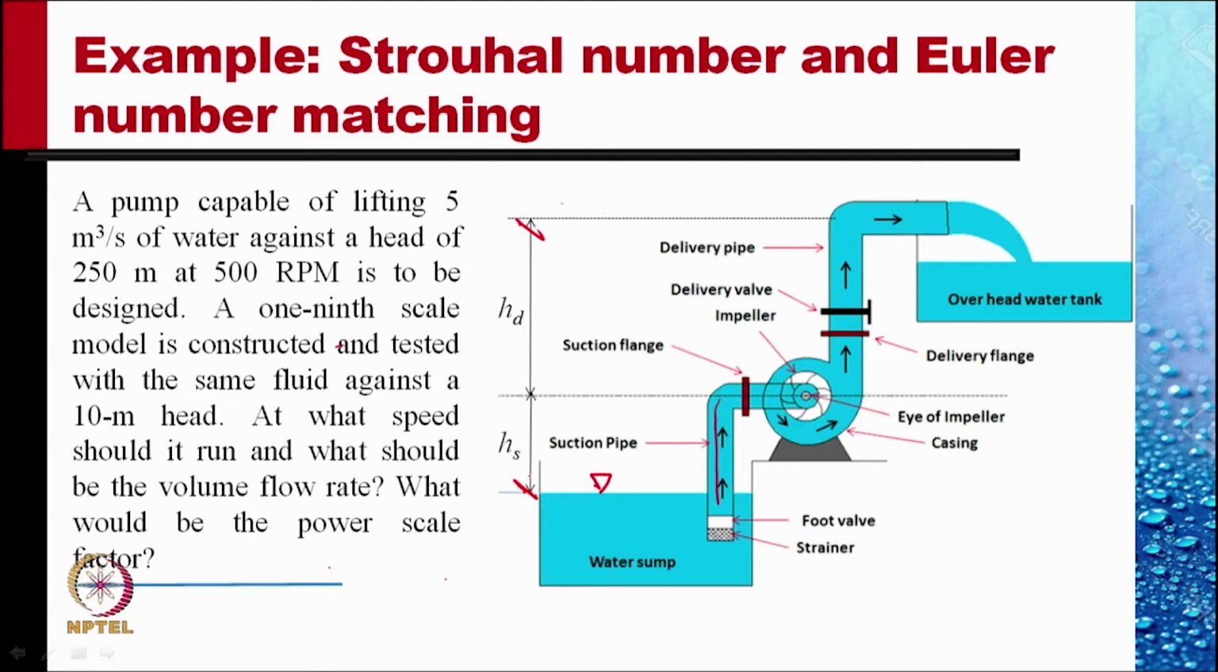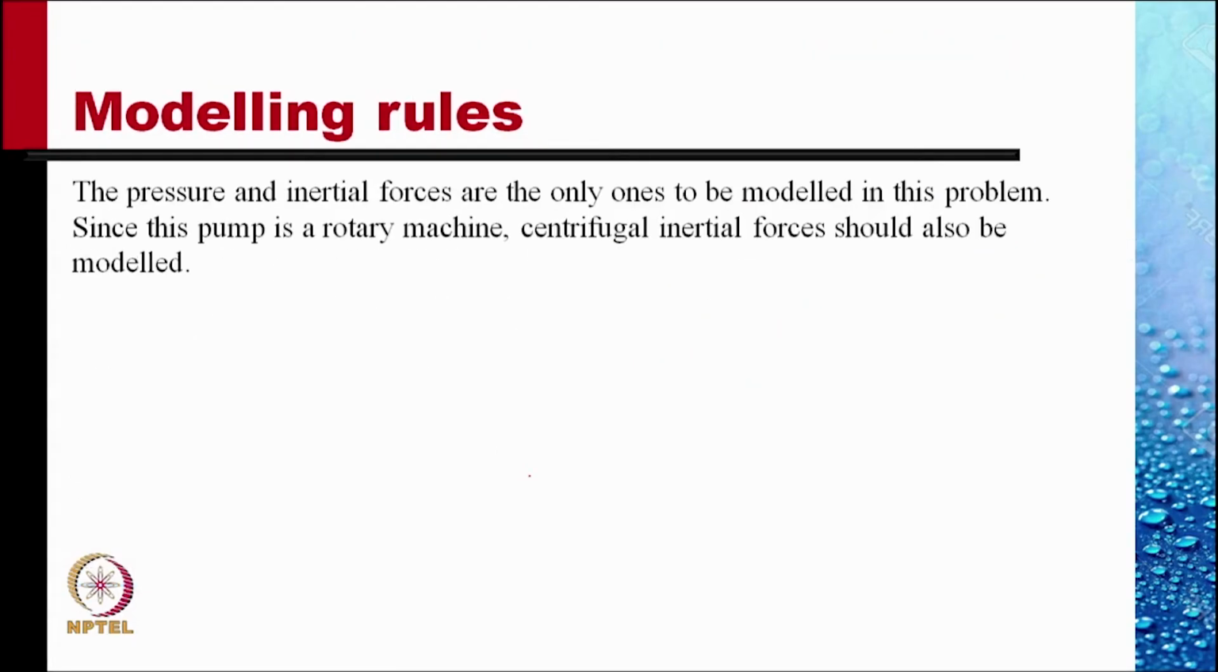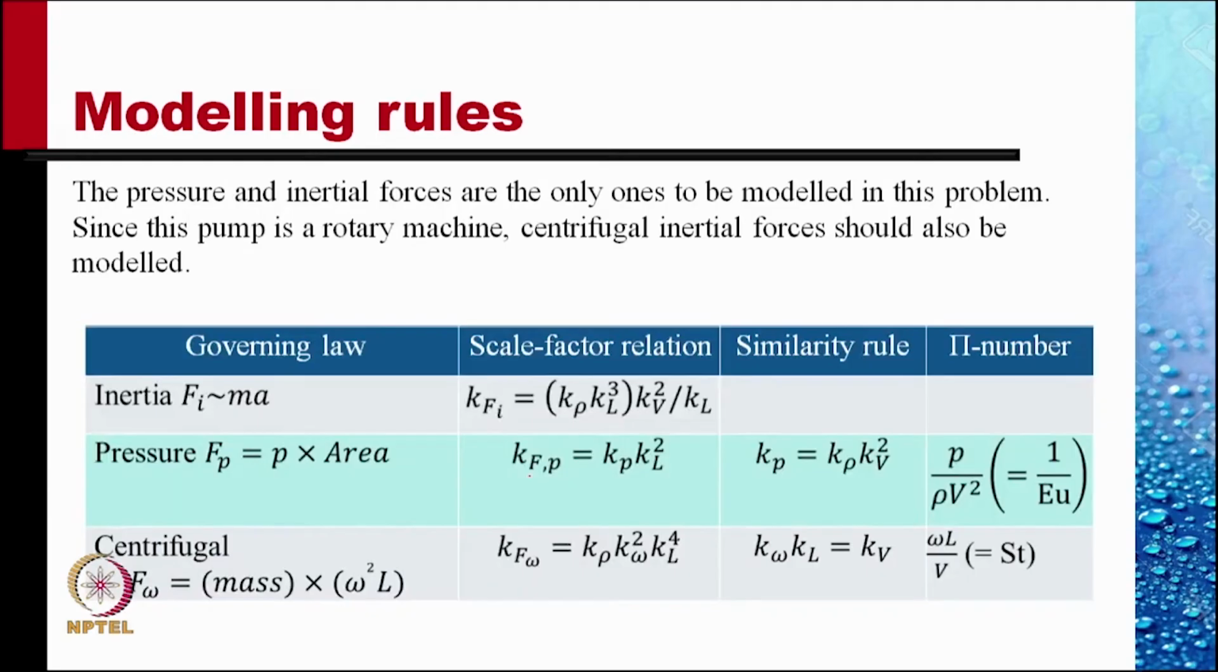At what speed should it run? And what should be the volume flow rate if there has to be similarity? What would be the power scale factor? These are the questions that need to be answered. The pressure and the inertial forces are the only forces that one needs to model in this problem. Since the pump is a rotary machine, centrifugal inertial forces should also be modeled. We organize our calculation in this manner.